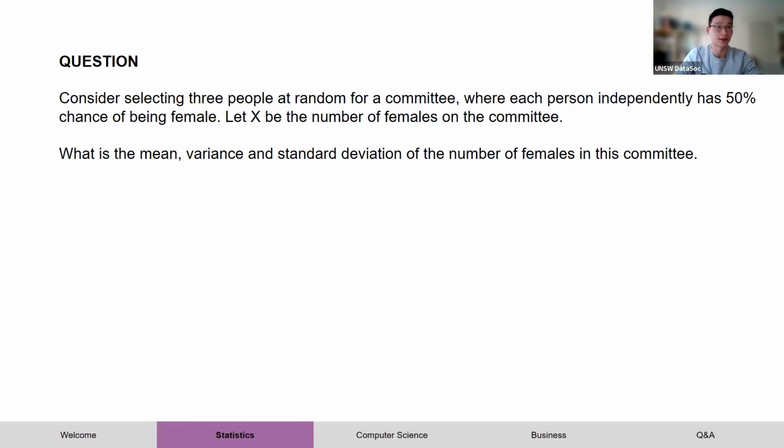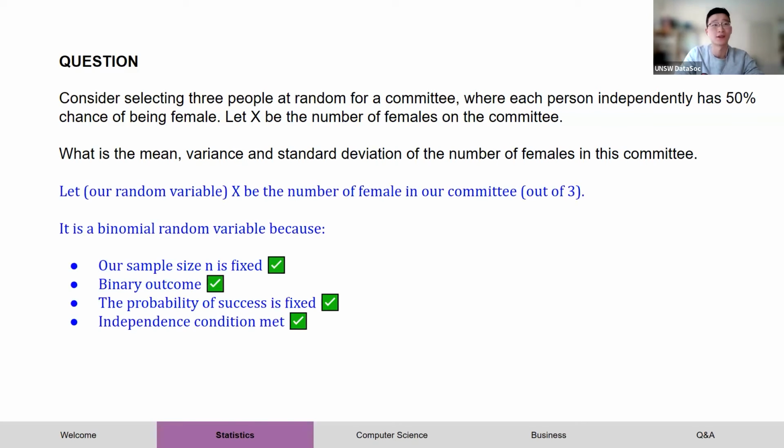So in this question, consider the case where you're selecting 3 people at random for a committee. This tells you that there are 3 trials in total, where each person is independently selected, and there's a 50% chance of them being female. Let X be the number of people who are female on the committee. So what are the summary statistics for variable X?